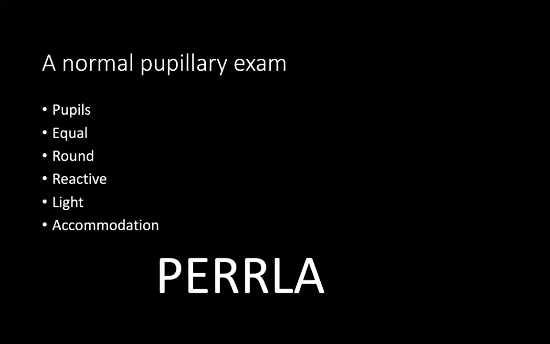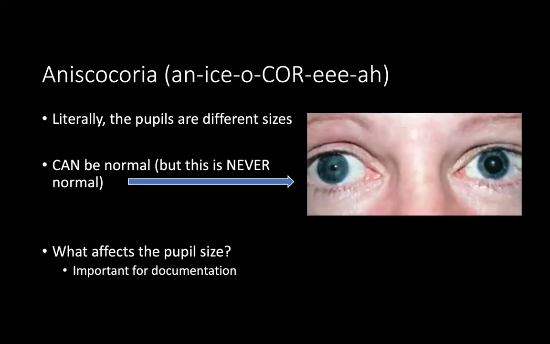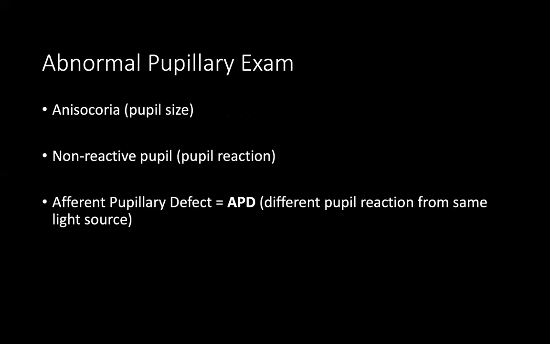Another way to do it is to call out what is abnormal about it. So some terms here that we'll dive deeper into. Anisocoria is that the pupils do not match in their size, okay? A non-reactive pupil is a pupil that does not react to light. And then an APD, or an afferent pupillary defect, is that the pupils respond differently when you're shining the light in each eye, okay? And I'm gonna pause here before I dig further into each of these things to answer any questions that might have come up.